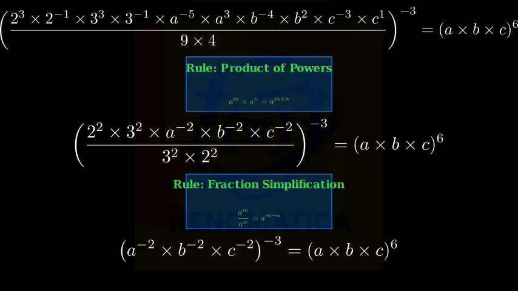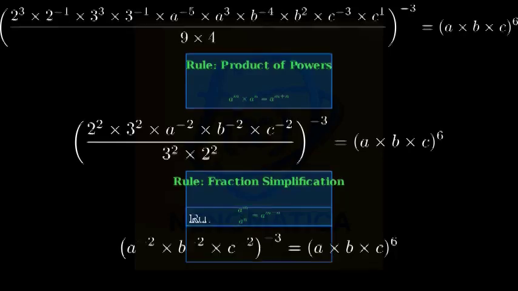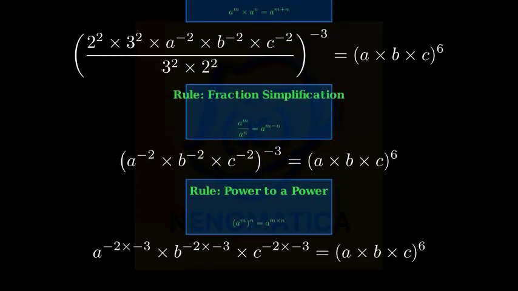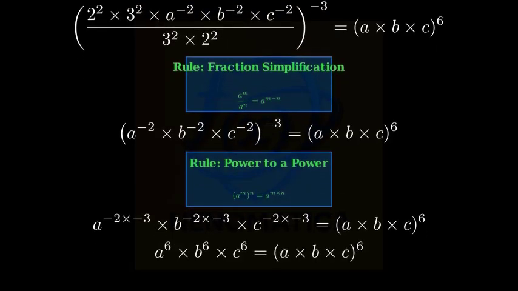Now, we need to apply the power to a power rule. We have a, b, and c each raised to the power of negative 2, and then the entire expression is raised to the power of negative 3. When we have a power raised to another power, we multiply the exponents. So we have a, b, and c each raised to the power of negative 2 times negative 3, which equals positive 6. Let's continue simplifying. Negative 2 times negative 3 equals positive 6. So we have a, b, and c each raised to the power of 6.